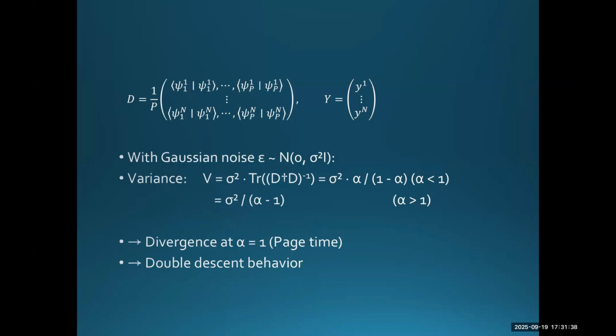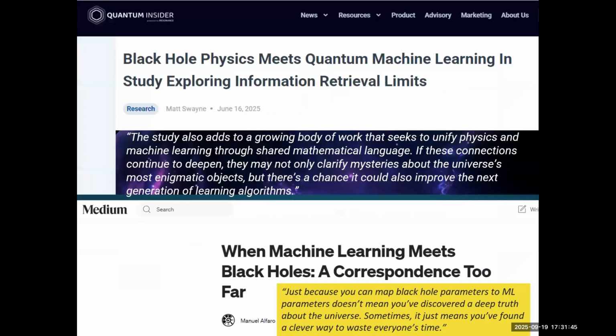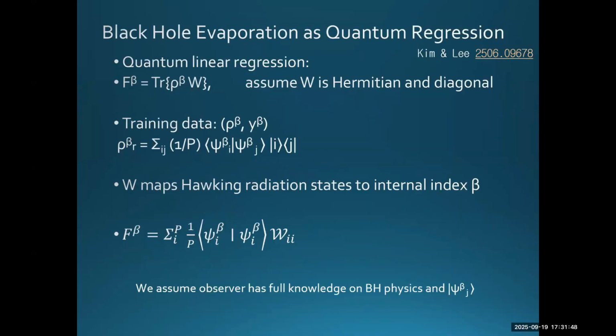So it is not a practical machine learning. We assume the observer has full knowledge. Why don't you prove this one? I wish you would prove it. Why don't you assume? We assume here. Actually, our scenario is just a mathematical one.